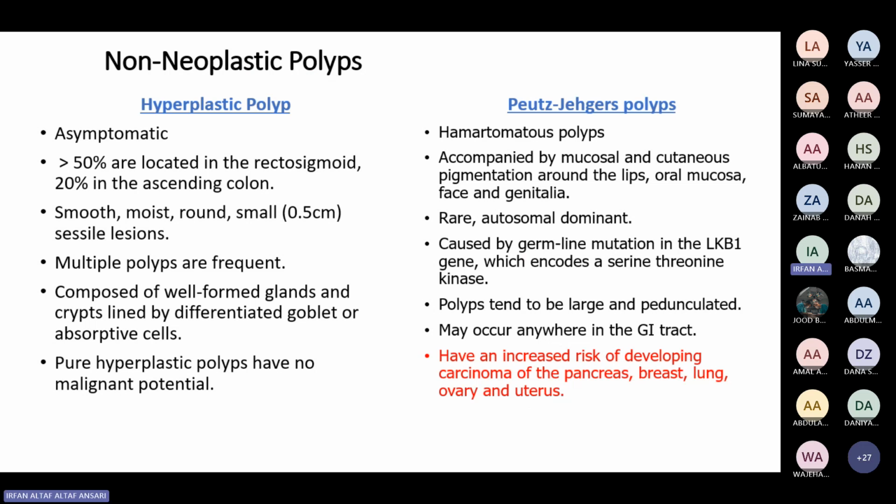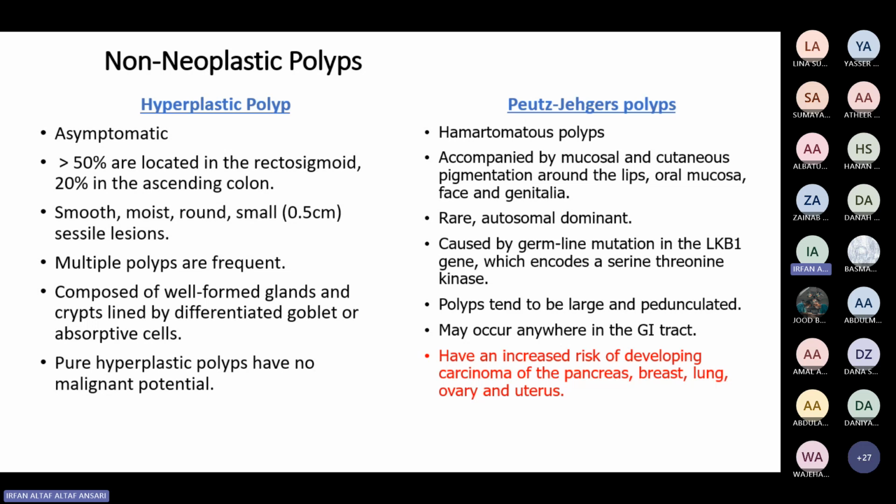Okay, good. So here we are going to talk about two very common types of non-neoplastic polyp: the hyperplastic polyp and the Peutz-Jeghers polyp. Hyperplastic polyps are asymptomatic, more than 50% are located in the rectosigmoid, and 20% in the ascending colon. So it's more common on the left side than the right side. They are smooth, moist, round, small, around 0.5 centimeter, sessile lesions. They don't have a stalk.